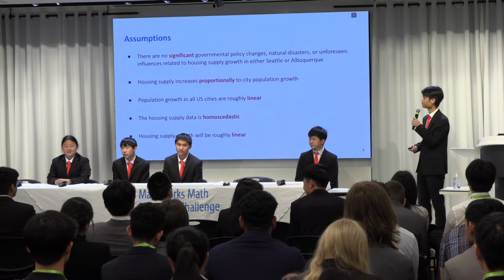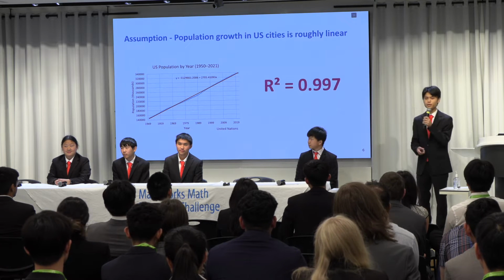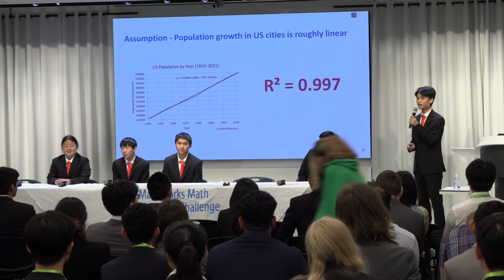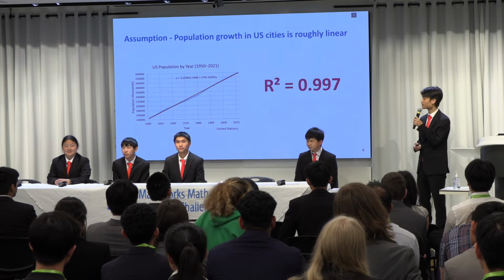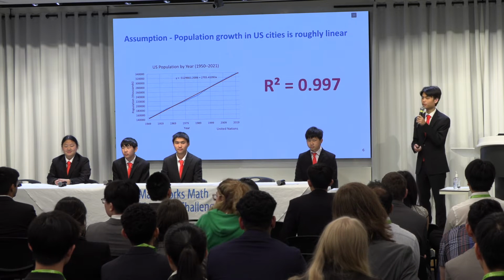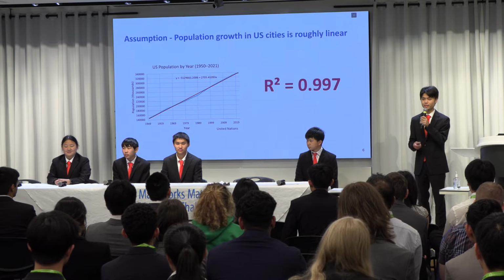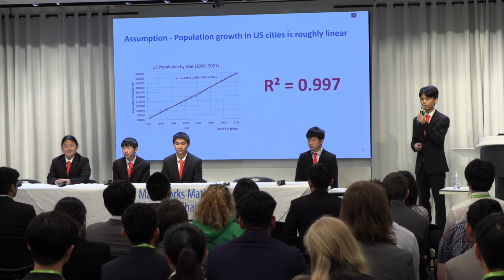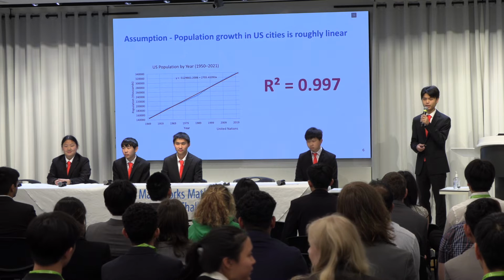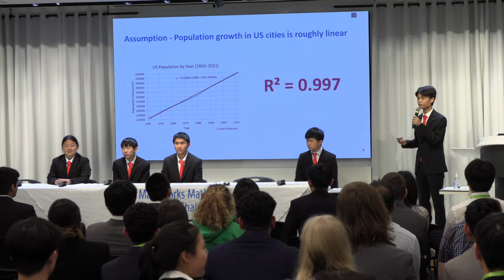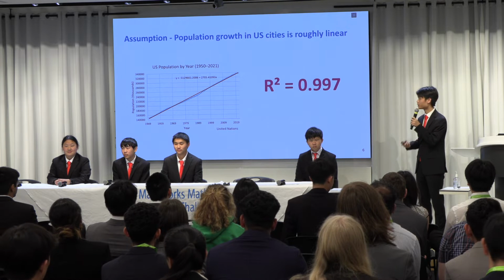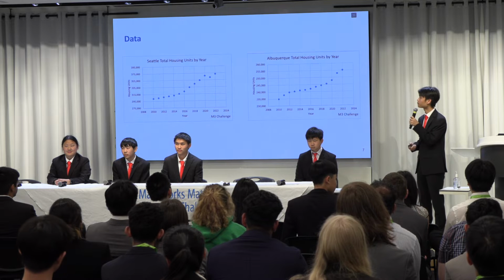The reason why we think that the population growth in US cities is roughly linear is because after plotting the past 70 years of the US population data and calculating the line of best fit, we found an R-squared value of 0.997, which is a very strong correlation. And so we're confident that in the next few decades, the US population will continue to grow roughly linearly.